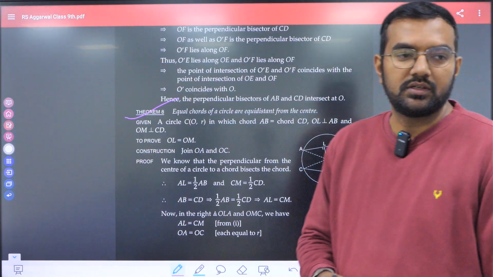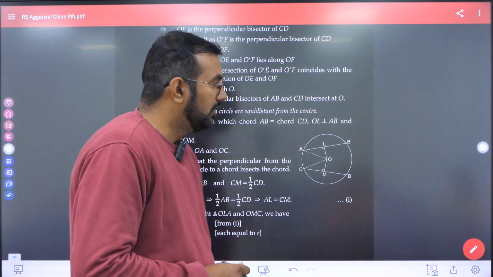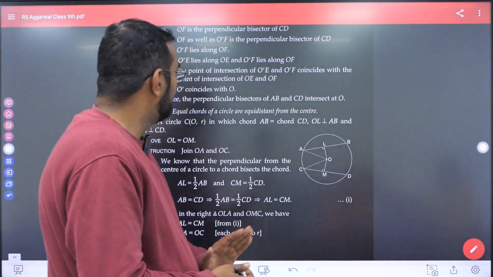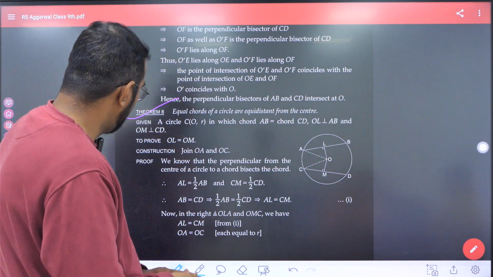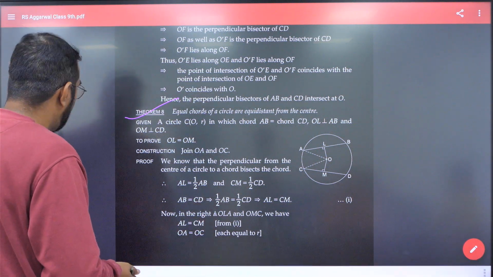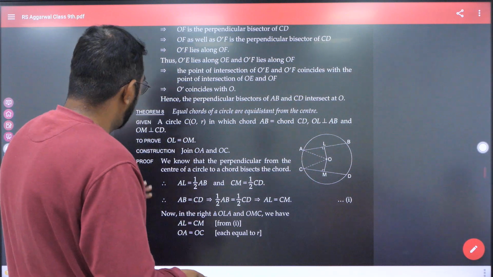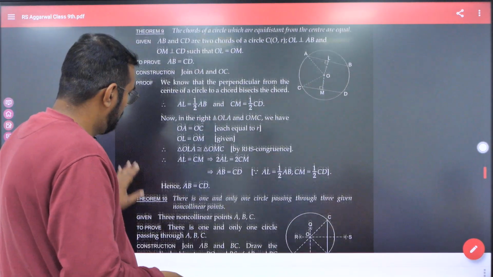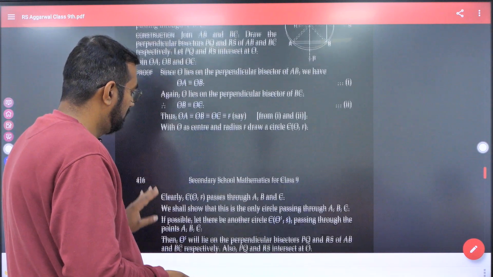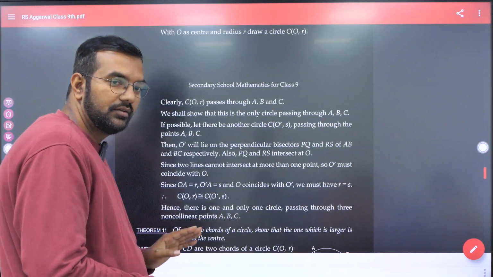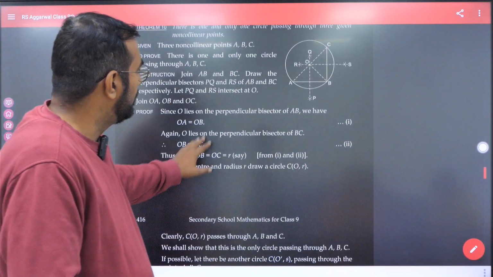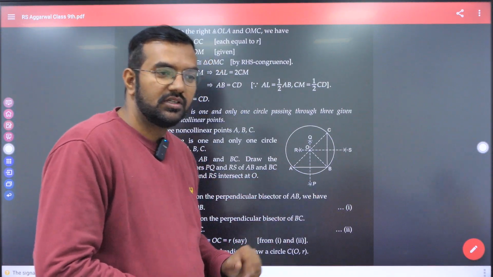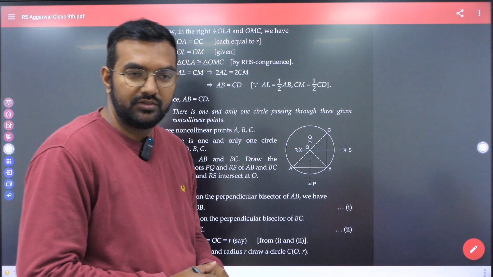This will be the homework. The homework is to prove theorem 8, equal chords of a circle are equidistant from the center, by yourself, and similarly you will prove theorem 9 and 10. This theorem is actually very important, that only one circle can pass through 3 non-collinear points.